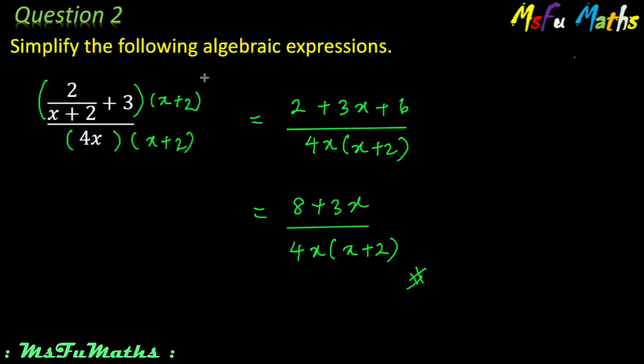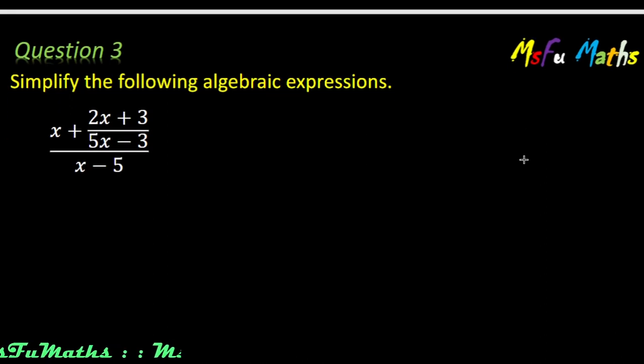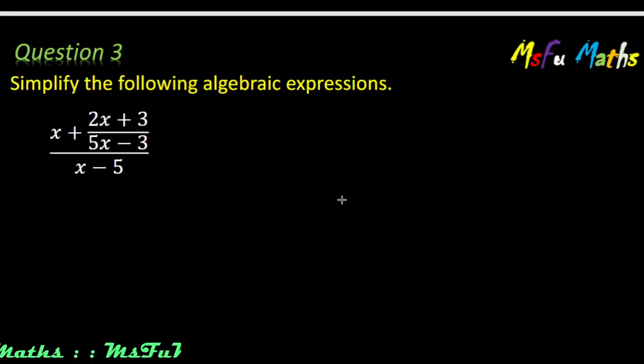Okay, so we see again, next example. What happens if we have something like this? When you look at our numerator here, we have this fraction with 5x minus 3. The denominator of this fraction is 5x minus 3. So how do we get rid of that?